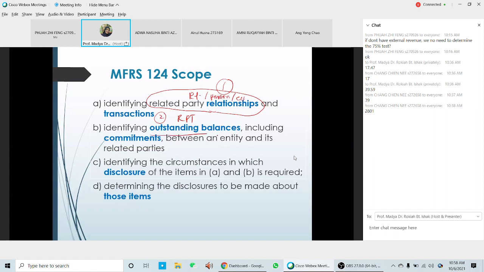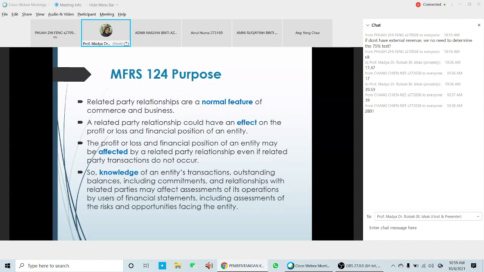Identify the outstanding balance, including commitments, between the entity and its related party. So we need to identify the amount of the outstanding balance for the transactions between the entity and the related party, and then identify the disclosure for item 1 and item 2. The first is to identify, and the second is to determine the disclosure that we need to make. So that is the scope of paragraphs 1 to 4.